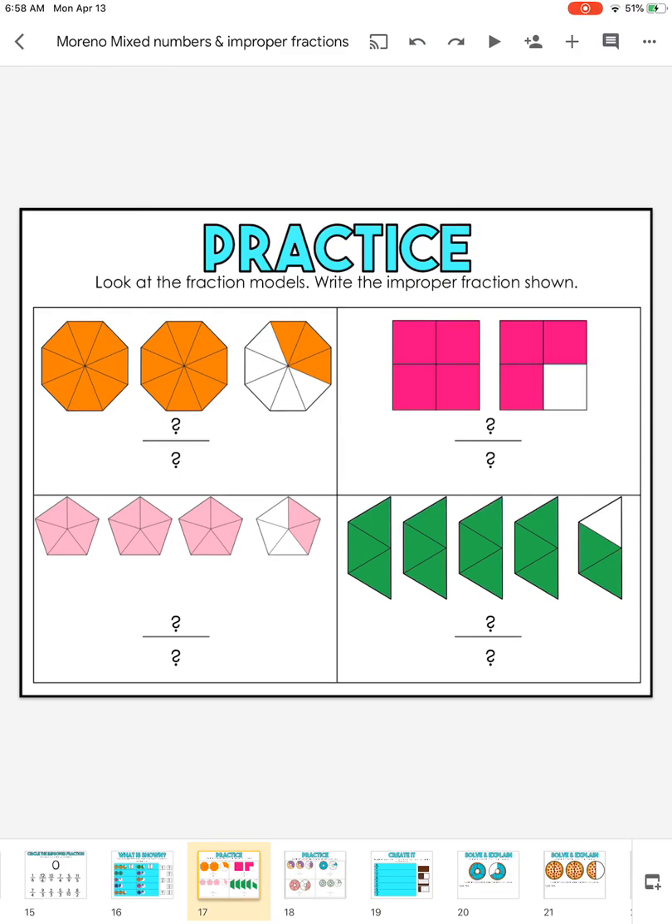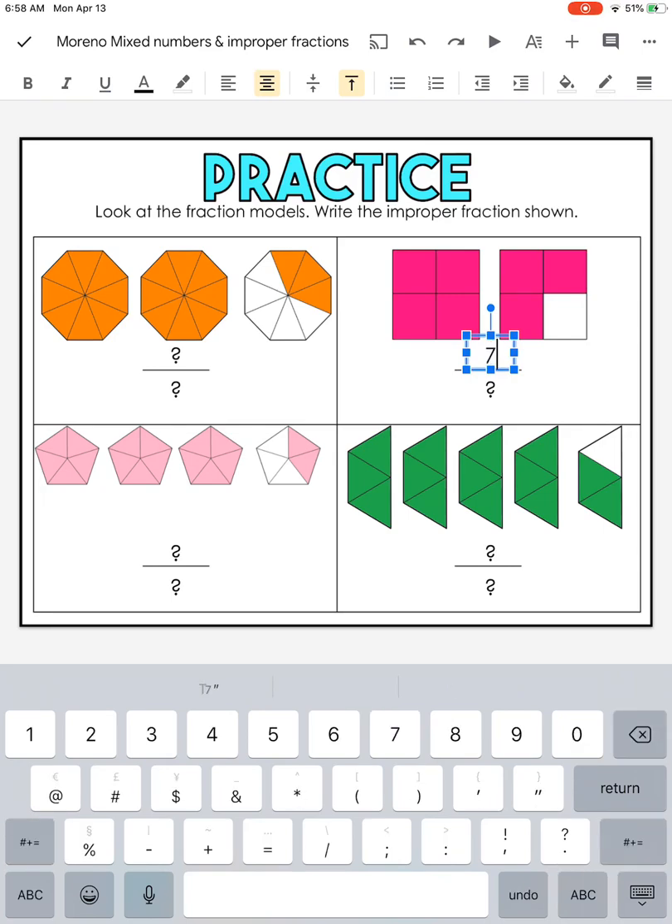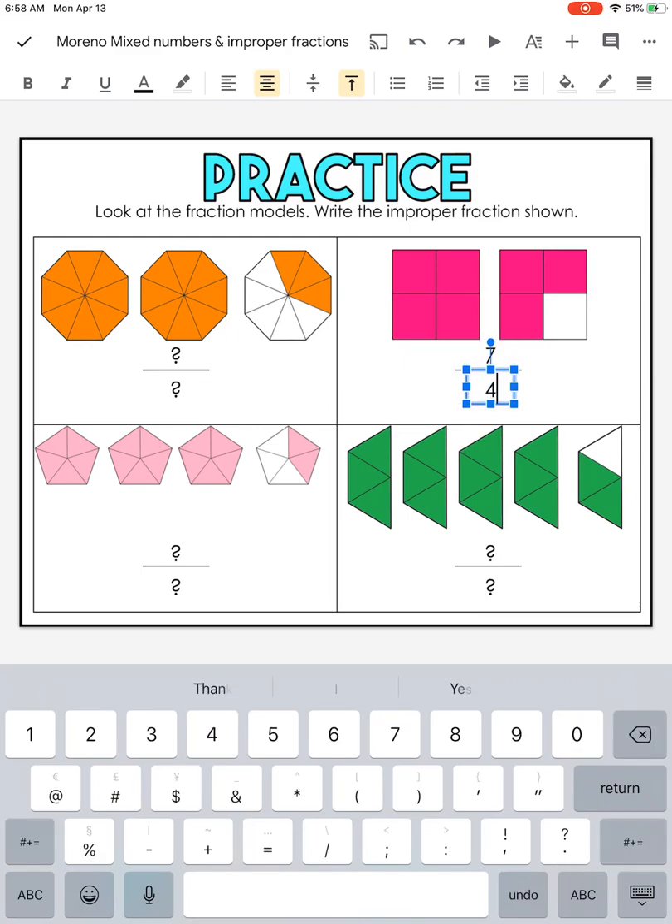Look at the fraction models. Write the improper fraction shown. So, I'll do this top right one. This is divided into fourths. Now we need to count that total number of squares that are shaded. It's 4, 5, 6, 7. And divided into fourths, 7/4.